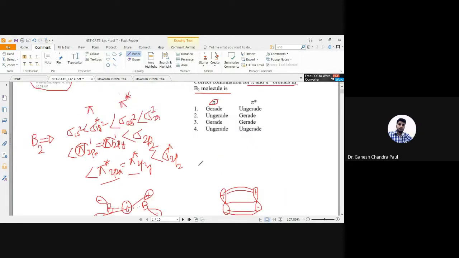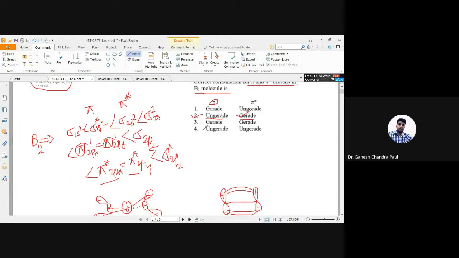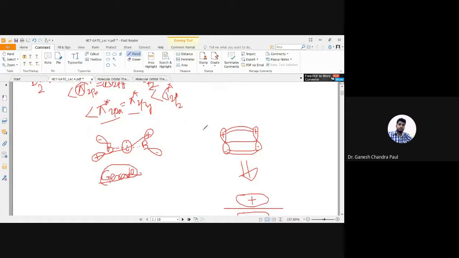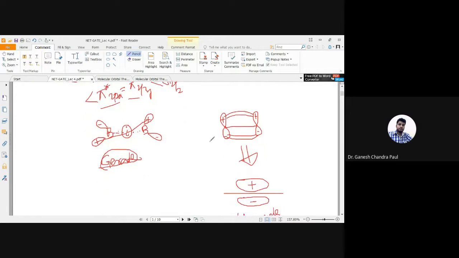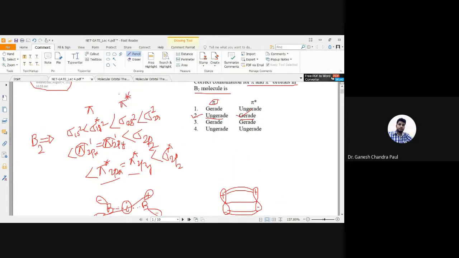So therefore, we can see that option B, that is, the pi orbital is ungerade symmetry and the pi star orbital is gerade symmetry. So option 2 is the correct answer. Is it clear? Yes or no? Rahul? Yes, sir. Okay.